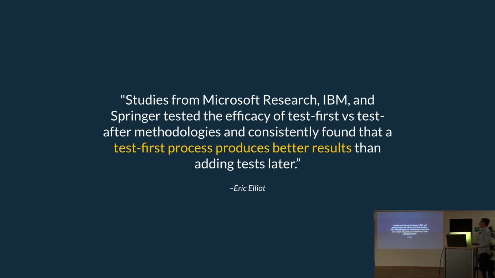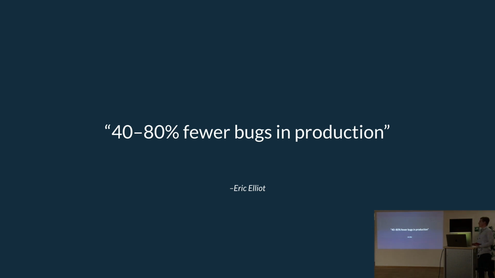The first one is this: studies from Microsoft Research, IBM, and Springer tested the efficiency of test first versus test after methodologies and consistently found that a test first process produces better results than adding tests later. And to make that argument even stronger, he also says that writing the tests first leads to 40 to 80% fewer bugs in production. And that's a big number. That's a really big number. And I was really wowed by that number. And by the way, this number is backed up by real evidence. He didn't just make this up.